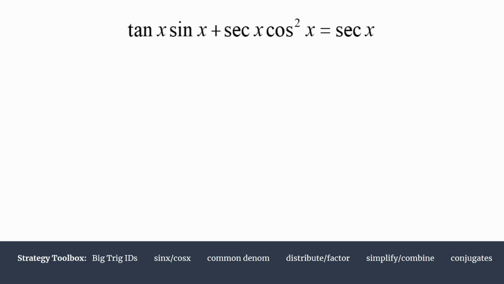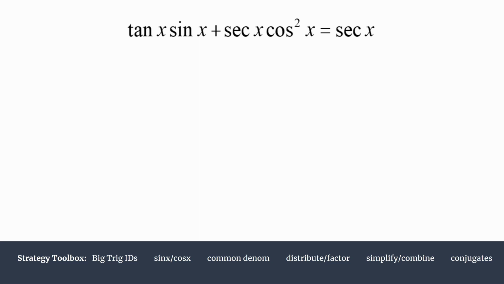We see that we want to condense down these two terms into a single term, and it should be just secant. And so when thinking of a strategy to use, seeing all the tangent and the secant, it may be first a great idea to rewrite everything in terms of sine and cosine. So we'll use some identities to make these substitutions.